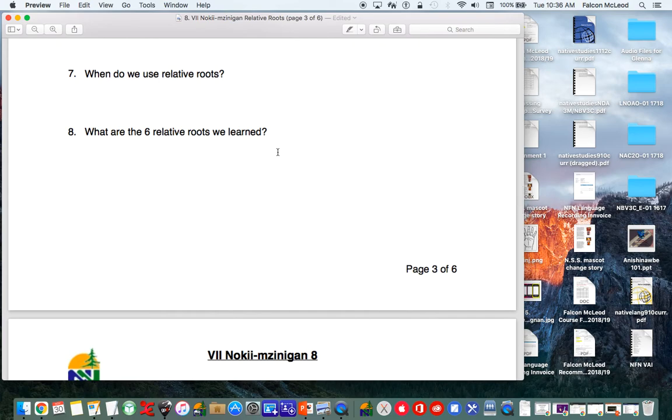What are the 6 relative roots we learned? We learned about zhi, nj, piche, nsid, and chi. So those are the 6 relative roots we learned.